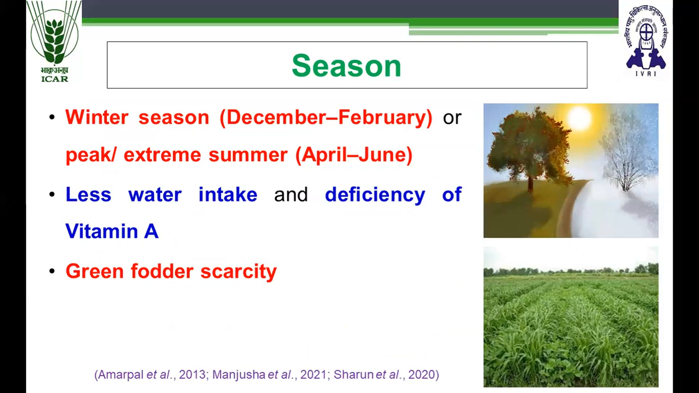So the owner will feed more concentrate diet to compensate for the lack of availability of roughage. That can be a predisposing factor. In extreme summer, there will be water scarcity, which can lead to dehydration. Dehydration will cause renal concentration, urine concentration, and lead to the precipitation of calculi. So less water intake and deficiency of vitamin A is the major cause in winter, as in summer, it is dehydration, less water availability, and green fodder scarcity in both seasons.